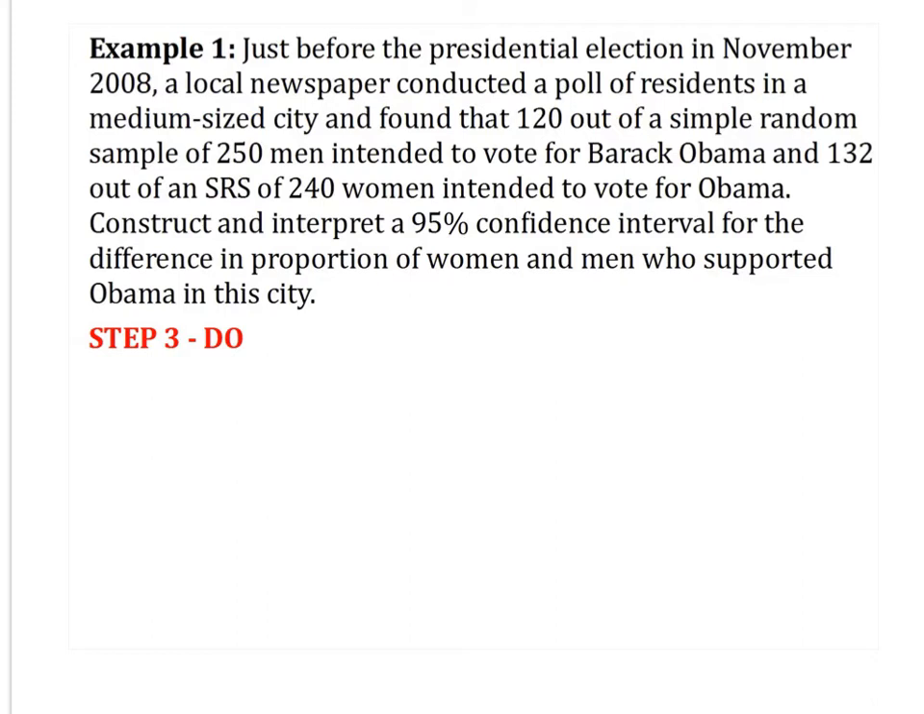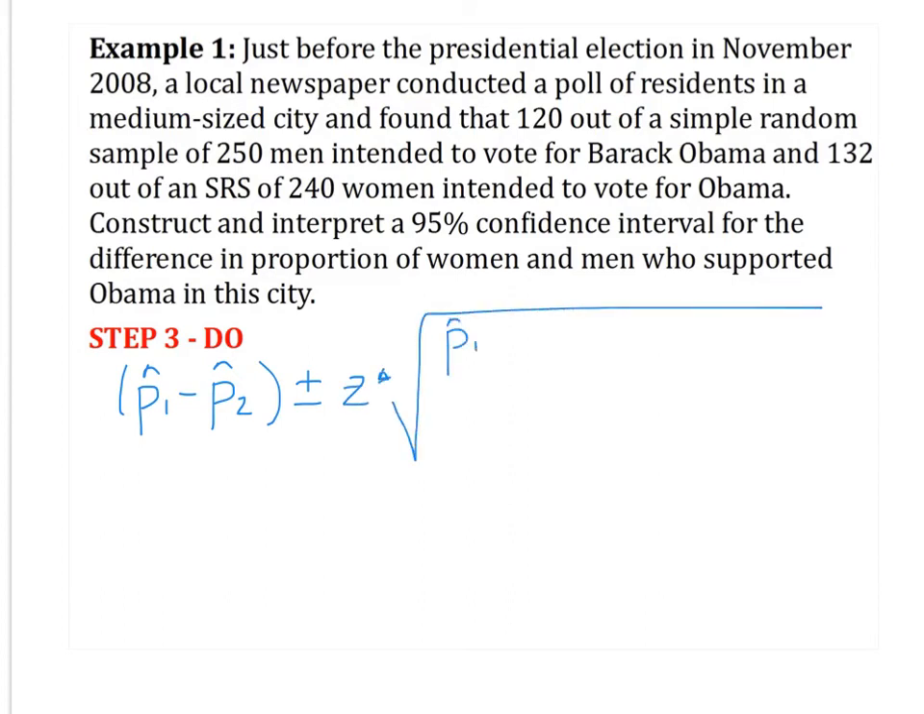So this is what we've been working towards. My calculations are p-hat 1 minus p-hat 2 plus or minus z star times the giant square root of p-hat 1 times 1 minus p-hat 1 over n1, plus the same thing for the second sample. So when I go to plug my pieces in, the two things I need to find are what is p-hat 1?